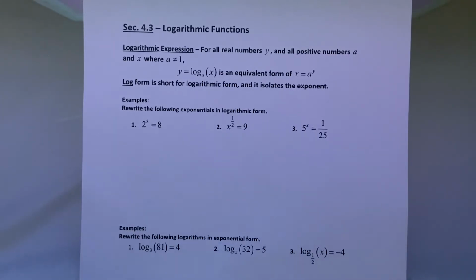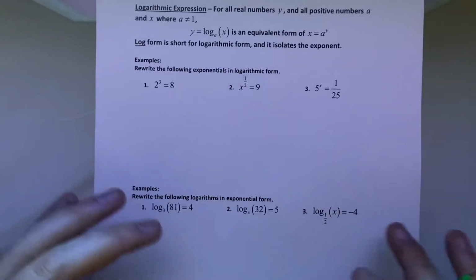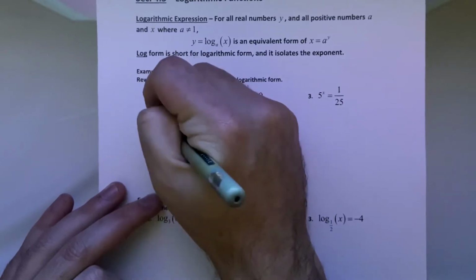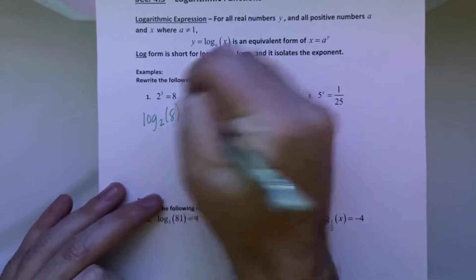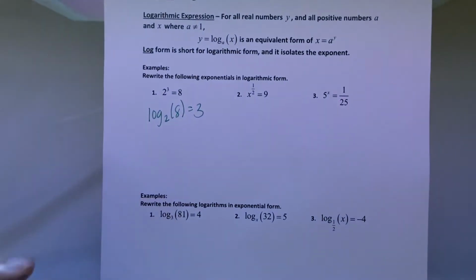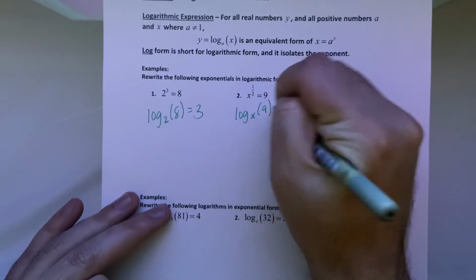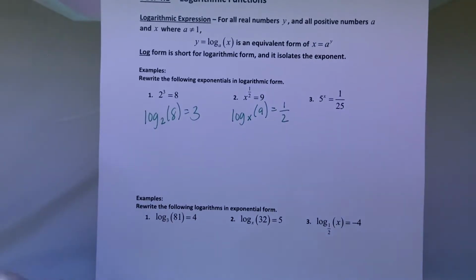So first we're just going to practice rewriting. So 2 cubed equals 8, rewritten in logarithmic form: log base 2, so the base is the same. Your 8 is now inside the logarithm and your exponent is by itself. x to the 1/2 equals 9: log base x of 9 equals 1/2. 5 to the x equals 1/25. I'll leave that one for you to practice.